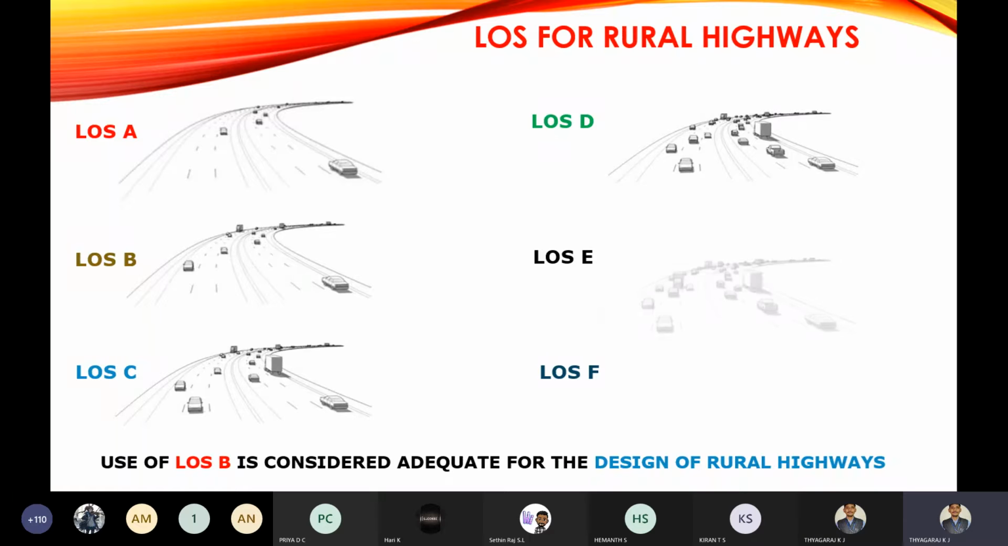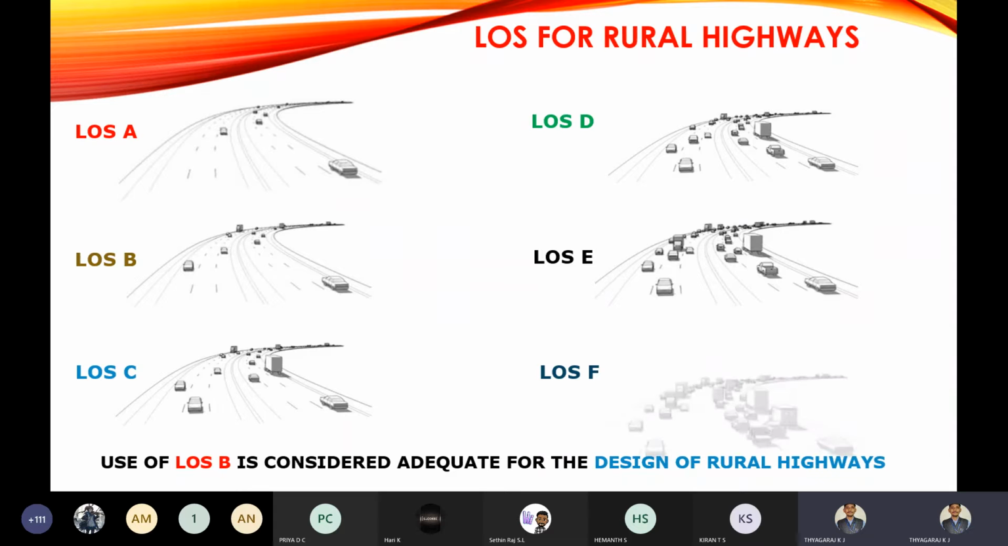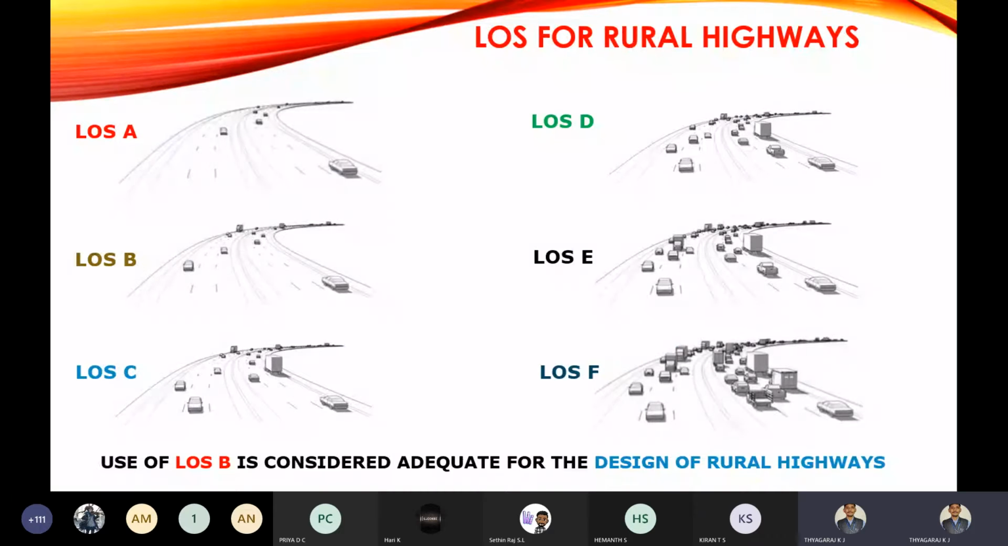So you can observe extra vehicles are added into the traffic section, that is the road section. Thereby you can observe in level of service D and E some jamming condition. Slightly, the jamming of the road is going to take place. That is, a jamming condition is in progress. You can see even more vehicles in level of service F. Okay, these are the levels of service for rural highways.